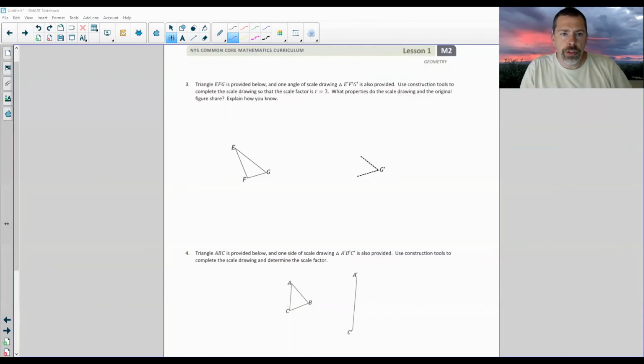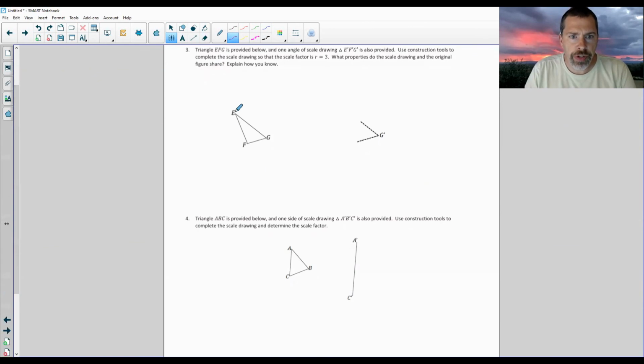Page 4 brings us to number 3. Triangle EFG is provided right here, and one angle of the scale drawing E prime, F prime, G prime. So they copied G over to G prime so the angle's congruent. Use construction tools to complete the scale drawing with a scale factor of r equals 3. So we're going to triple the size of this. So it's going to be a pretty big triangle. So I need my compass and I need my ruler, and here we go.